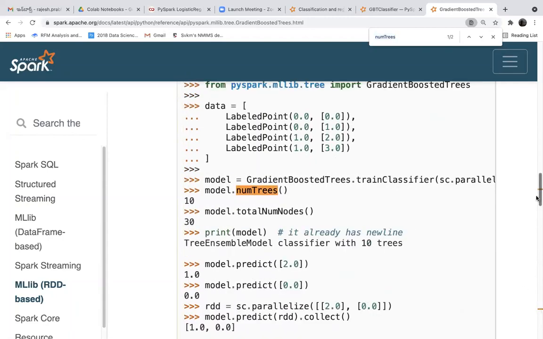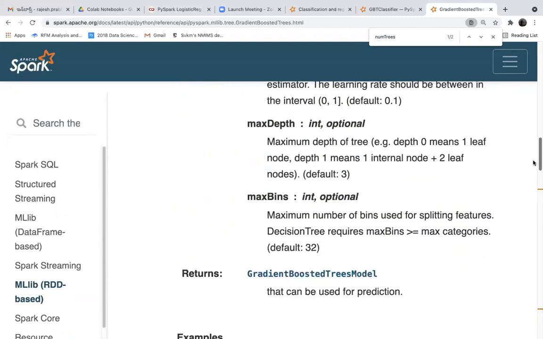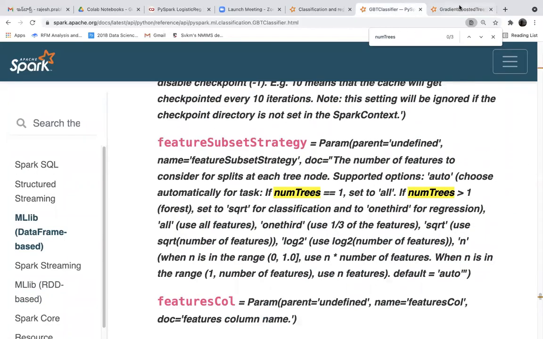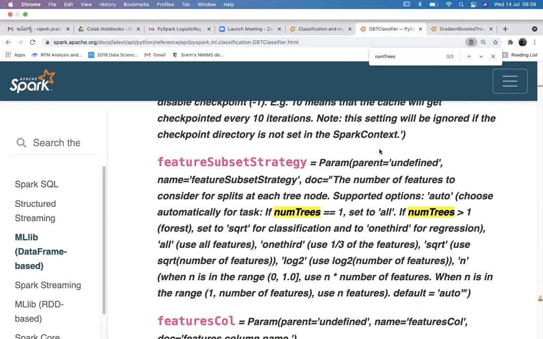Okay, I'll get back to you. Let me check with the documentation. All right. So for the time being, let us use this, because the number of trees argument is not being taken. The default is auto, so it will decide on its own.